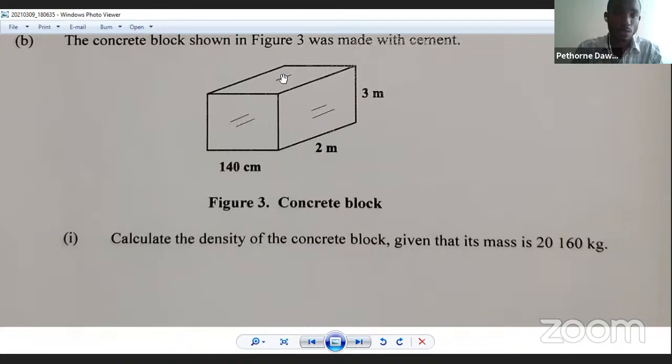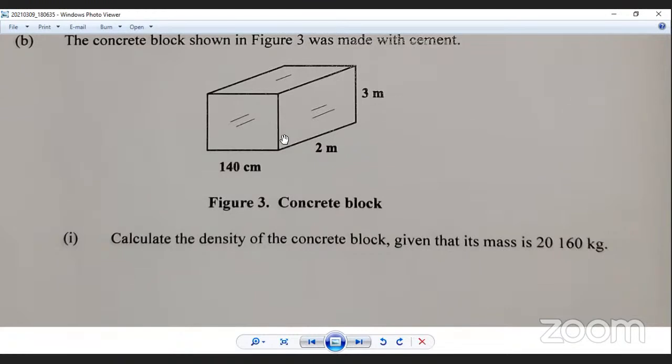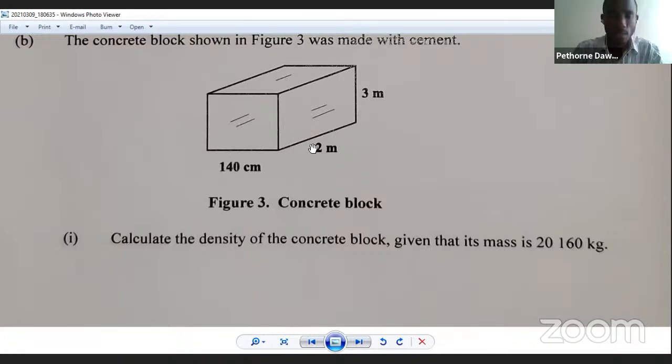A shape like this has 1, 2, 3, 4, 5, 6 possible sides to rest on. But each of them have different areas. They're not all the same. So my question to you is, how do you now determine the area of the face that it is resting on? This is an interpretation question to see if you're thinking.